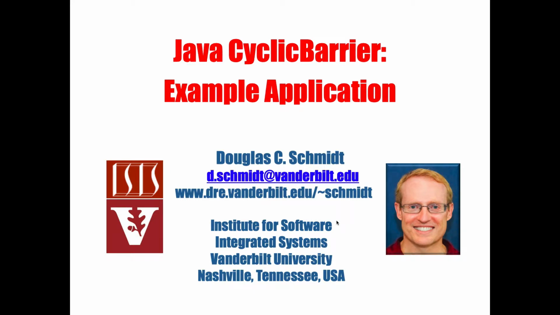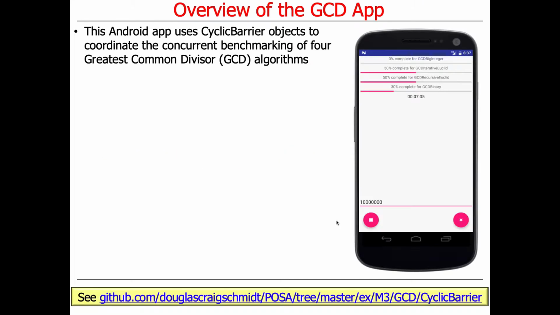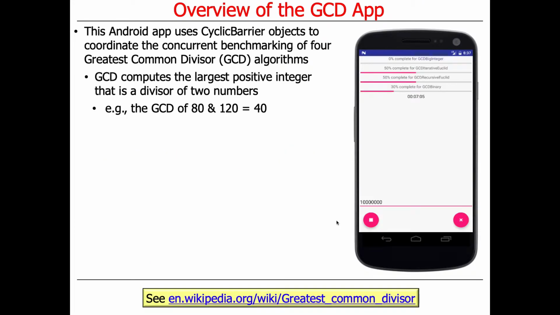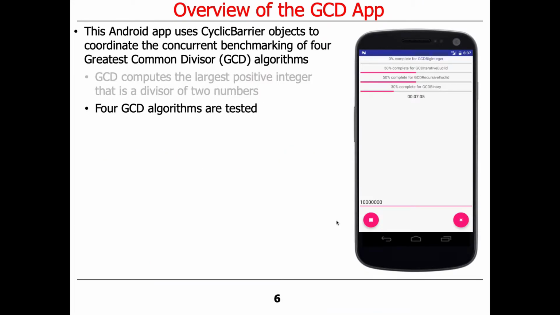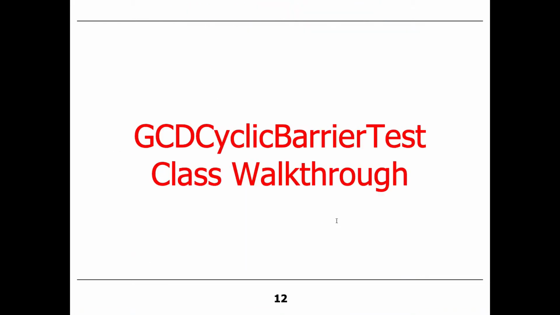So the third and final part of the cyclic barrier discussion will have us walk through another variant of that example application that runs all the GCD algorithms simultaneously in different threads, except this time we're going to use cyclic barriers as opposed to countdown latches. So same approach, same four algorithms, same behaviors, not important.